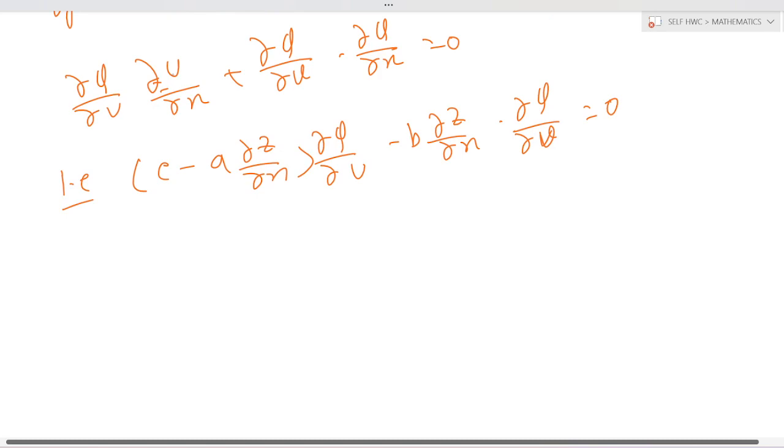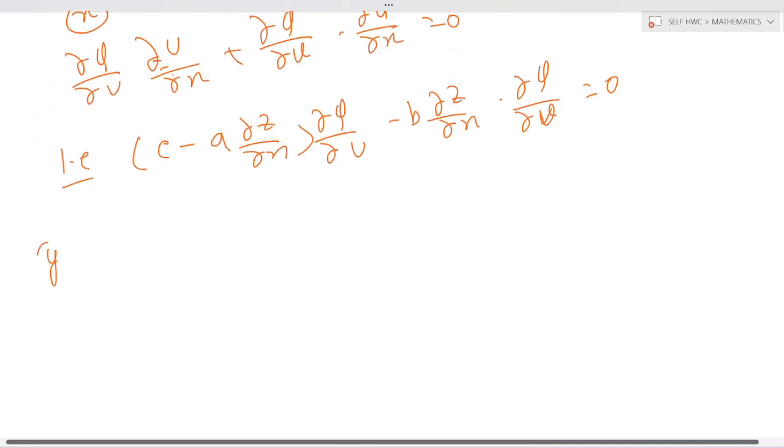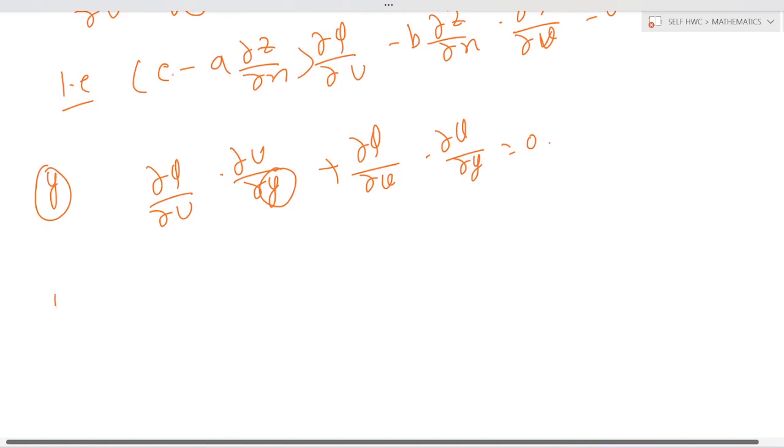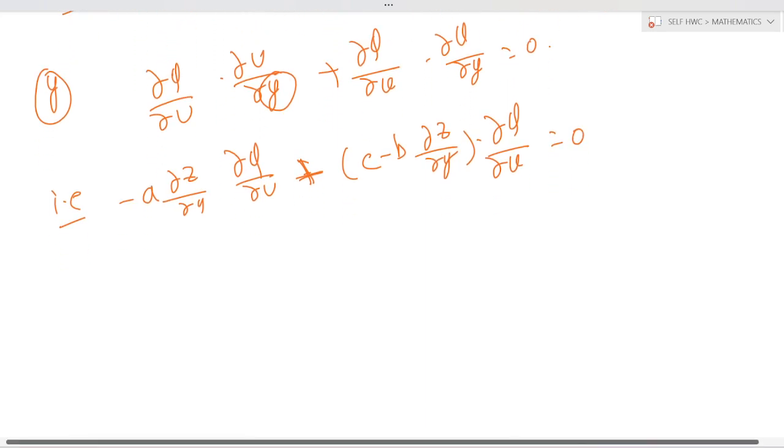Next, differentiating with respect to y, we get d phi/du into du/dy plus d phi/dv into dv/dy equal to 0. That is minus a dz/dy times d phi/du plus c minus b dz/dy times d phi/dv equal to 0. Now eliminating d phi/du and d phi/dv.